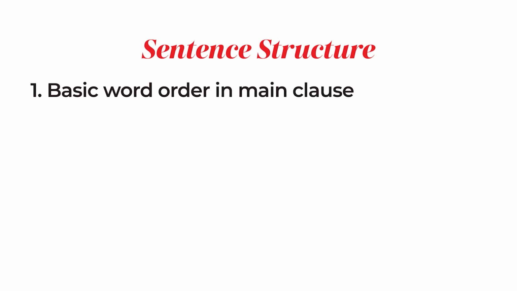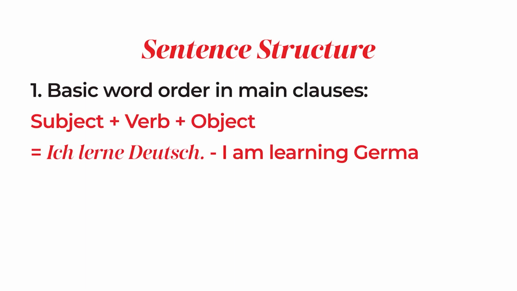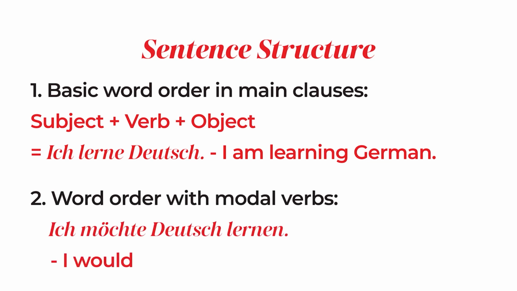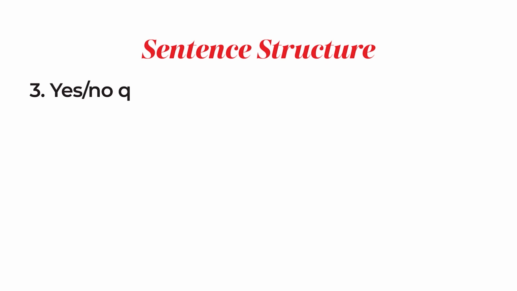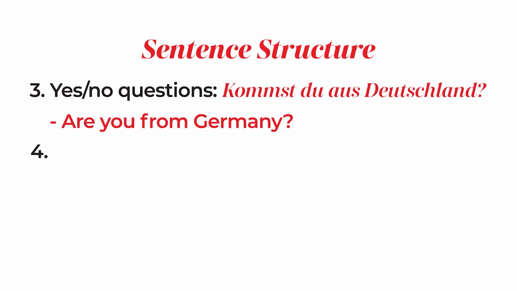Sentence structure. Basic word order in main clauses, subject, verb, object. Ich lerne Deutsch. I am learning German. Word order with modal verbs. Ich möchte Deutsch lernen. I would like to learn German. Yes/no questions. Kommst du aus Deutschland? Are you from Germany? W questions, as in the ones with question words.